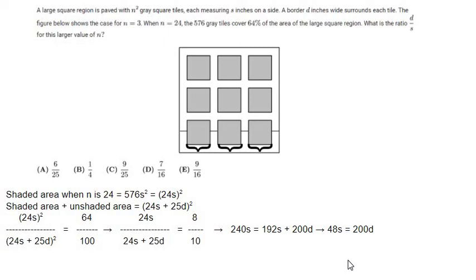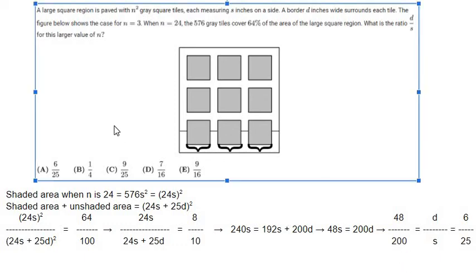Now that we know this, we can get the ratio d over s by dividing both sides by s times 200. There, we can separate the d over s. We get the number part on the other side, which is 48 over 200. Now, this is a large fraction. We can simplify this to 6 over 25. And now, since we know that 6 over 25 is the ratio of d over s, the answer is 6 over 25, choice A.